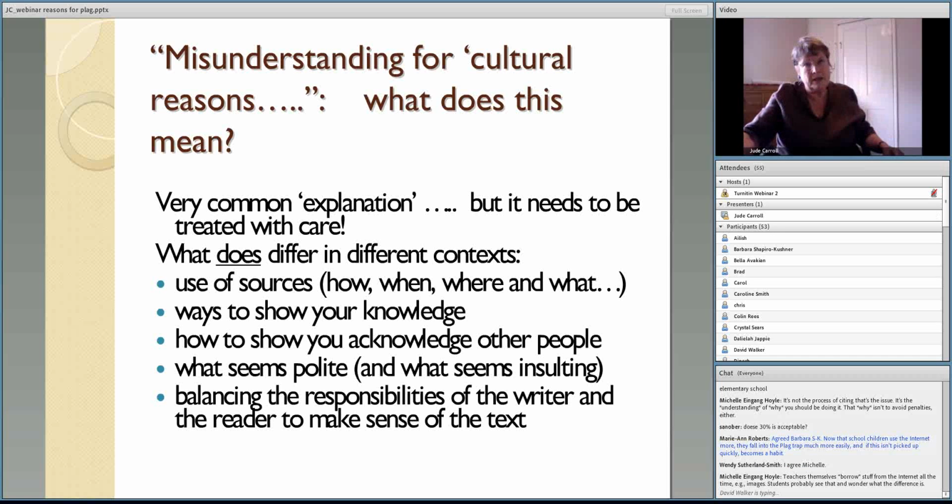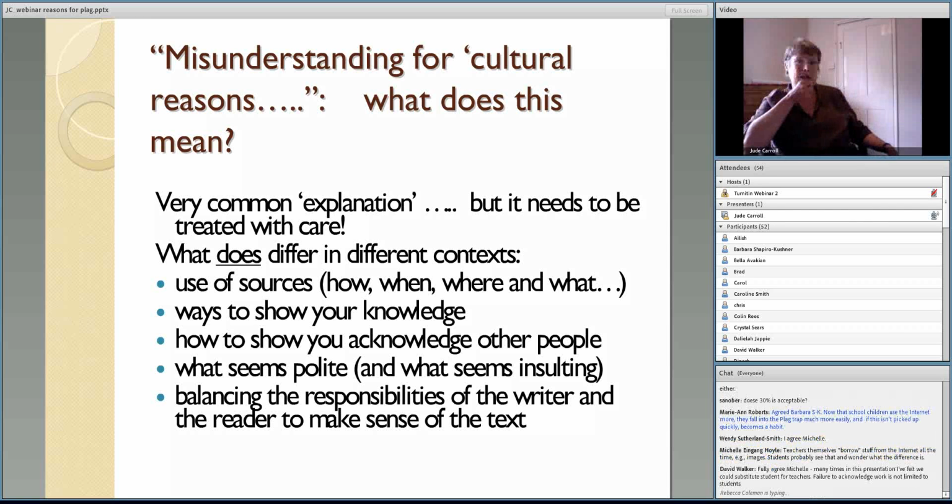So going back to my slide, what does differ in different contexts is how you use sources. So in art history, or in history, or in biology, it might be very different. The way you show your knowledge, how do you show that you know things? When I work in China, for example, the way you show you know things is you present that knowledge to the reader. That's a different way of showing your knowledge than I see in other places. The way you acknowledge other people. I've just come back from Vietnam.